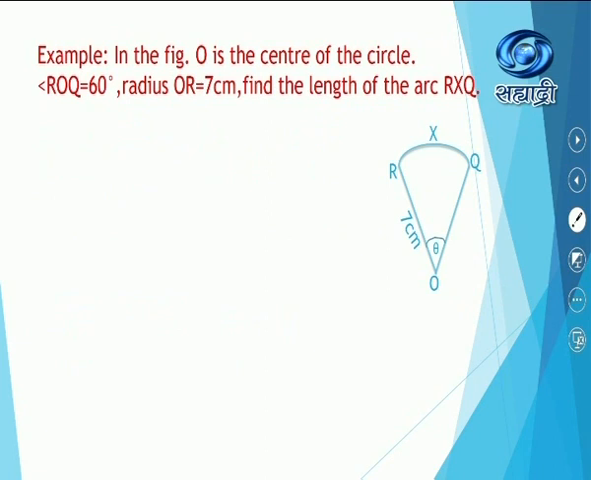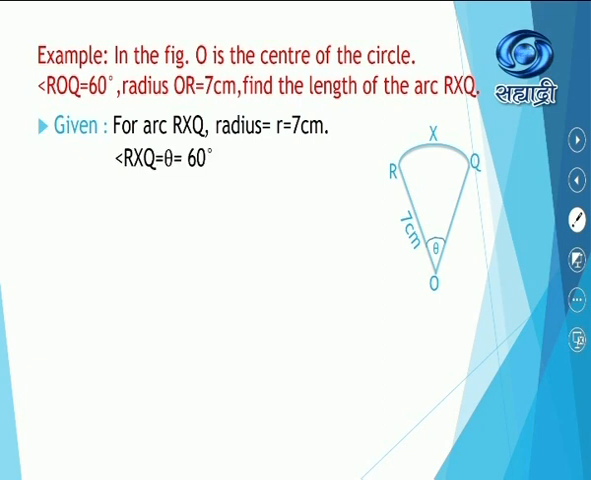Now let's see the example. In the figure, O is the center of the circle. Angle ROQ is 60 degrees. Radius OR is 7 centimeter. Find the length of the arc RXQ. Given for arc RXQ, radius r is equal to 7 centimeter. Angle theta is equal to 60 degrees. To find the length of arc RXQ.